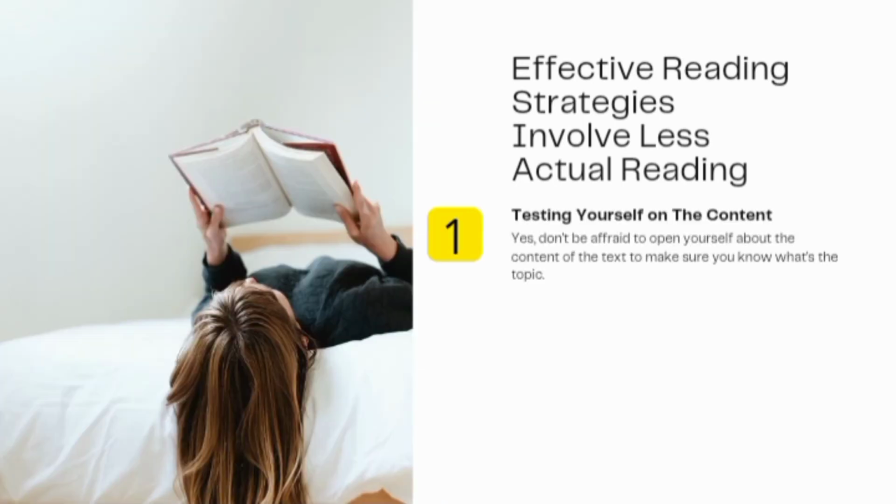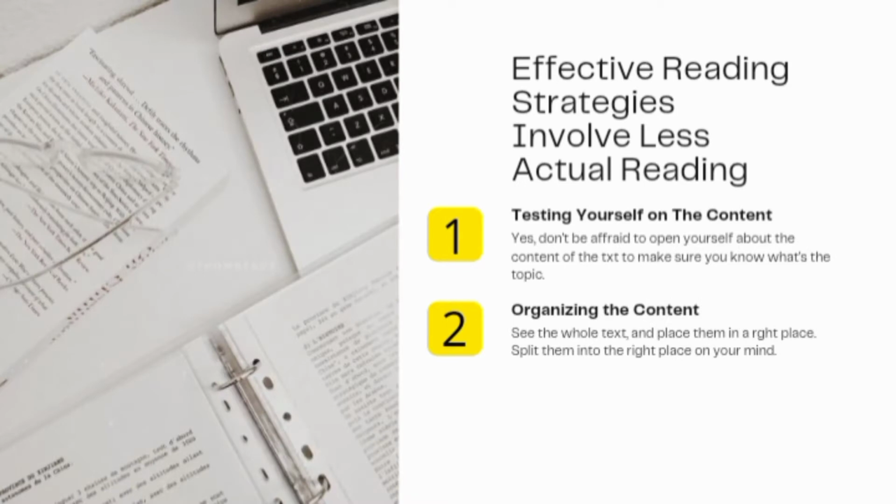1. Testing yourself on the content. Yes, don't be afraid to quiz yourself about the content of the text to make sure you know what the topic is. 2. Organizing the content. See the whole text and place them in the right place. Split them into the right place in your mind.